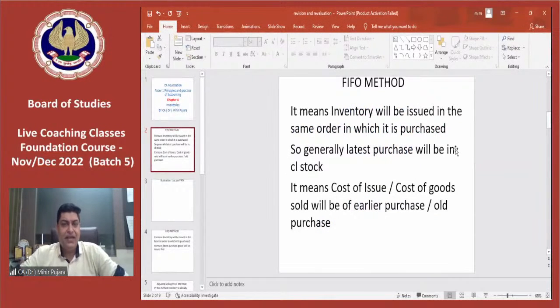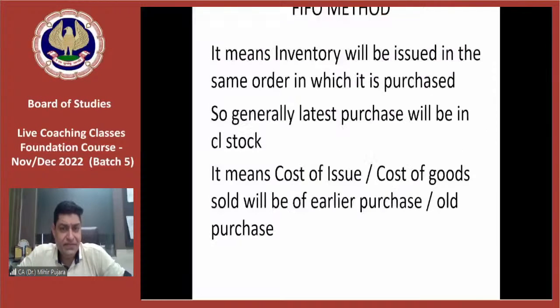It means inventory will be issued in the same order in which it is purchased. So generally, the latest purchase will be in closing stock. It means the cost of issue or COGS will be the earlier purchase or old purchase. So old purchase will be issued and latest purchase will be in closing stock. So I hope this is simple to understand, right? Nothing much difficult in this.